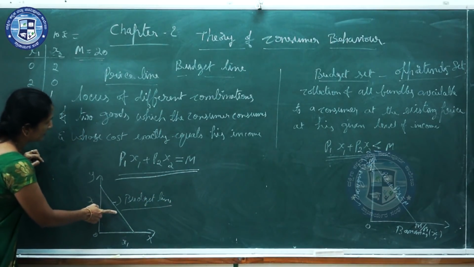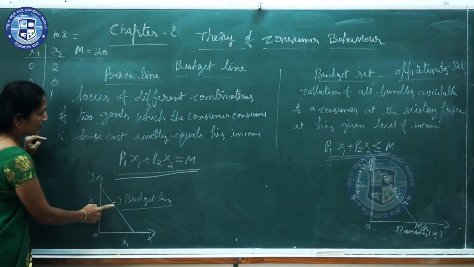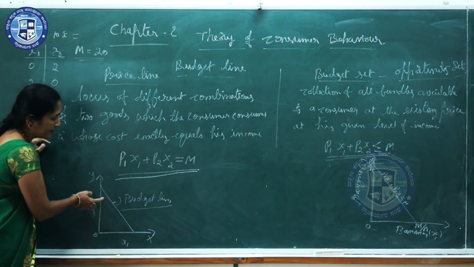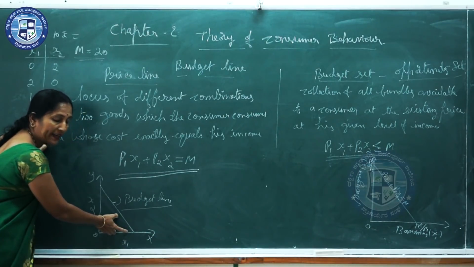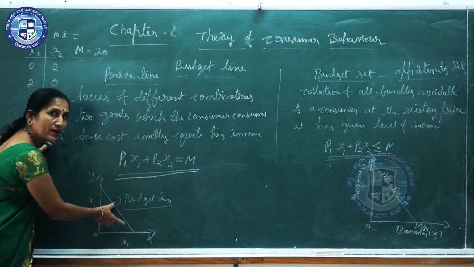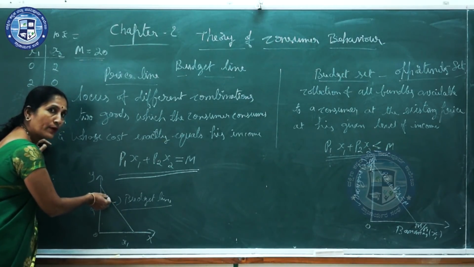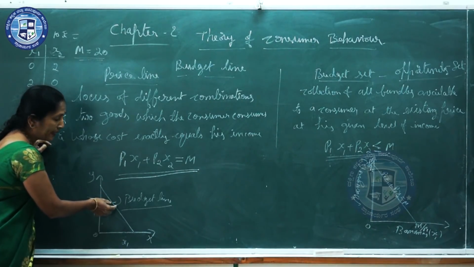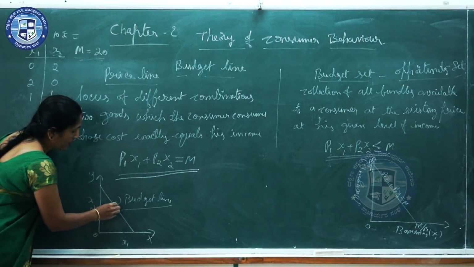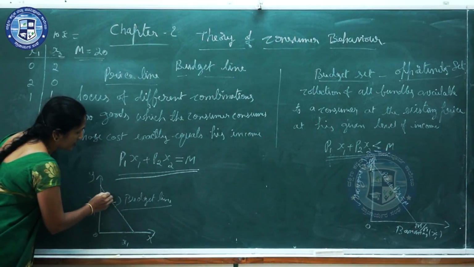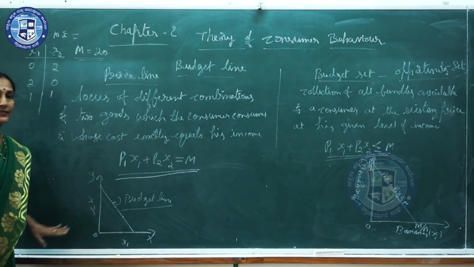Here the combinations are 0, 2 and 2, 0, then we mark 1, 1 here, and we get a downward sloping straight line. That straight line is called a budget line or a price line, where P1 x1 plus P2 x2 should be equal to M. So the cost or the price should be equal to his money income. This is called the budget line.